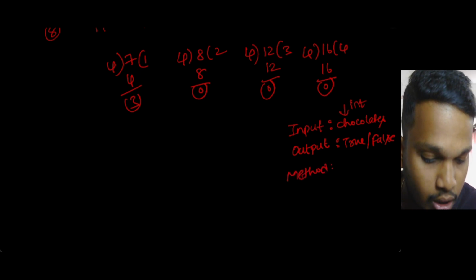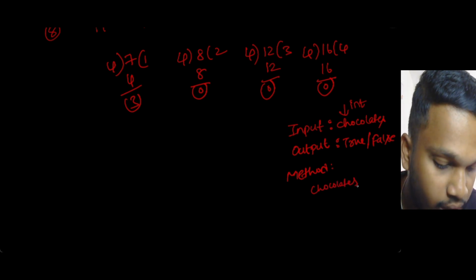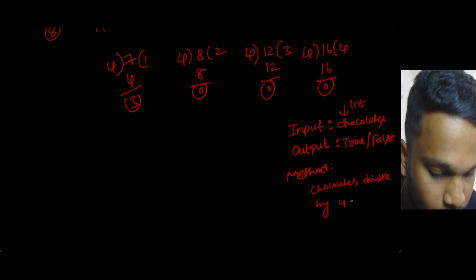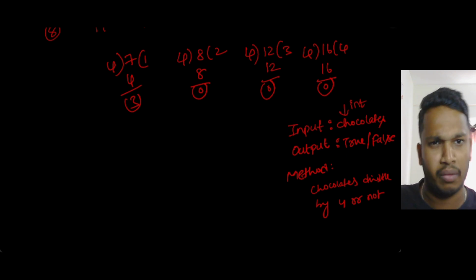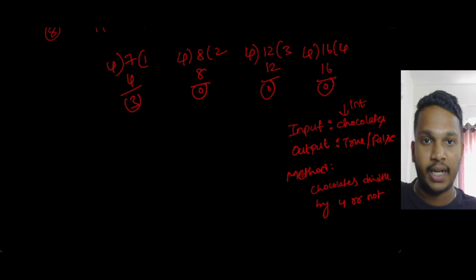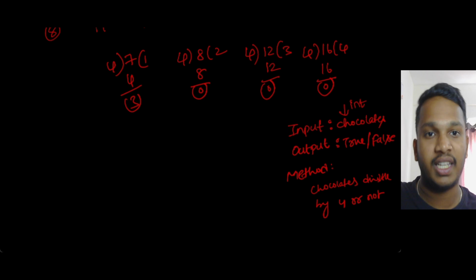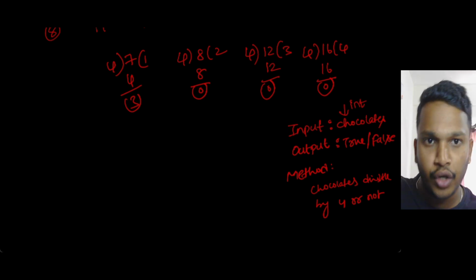What is the procedure? We need to check whether the given chocolates are divisible by 4 or not. That's all. It's very simple. You need to think how we can tell divisible or not using the number of inputs. You should think, what if 3, what if 7, what if 8, what if 12. Like this, you need to think.